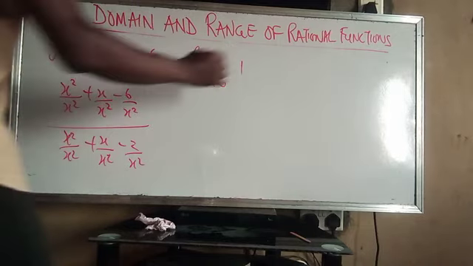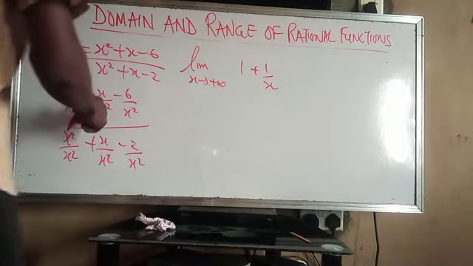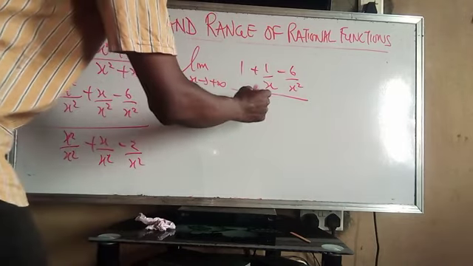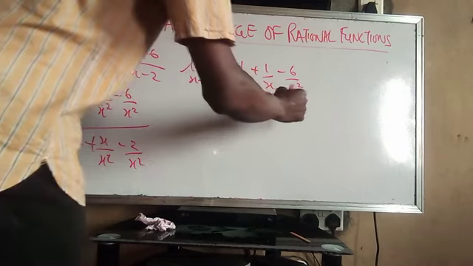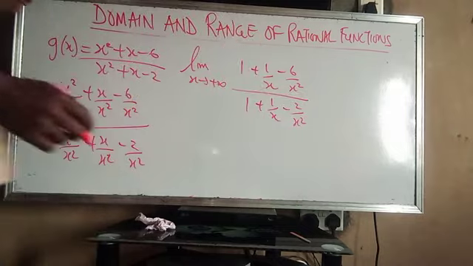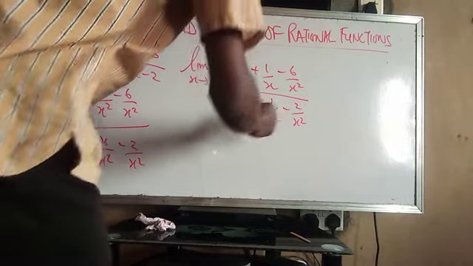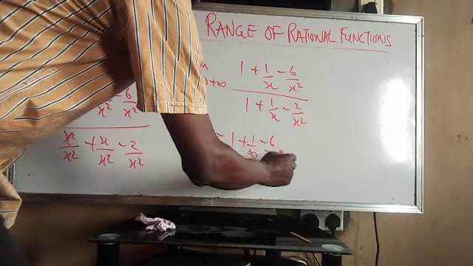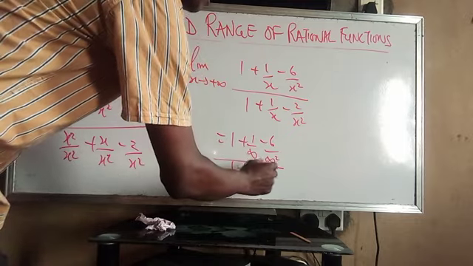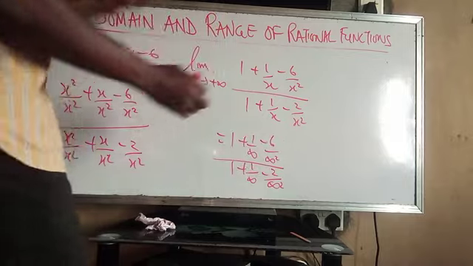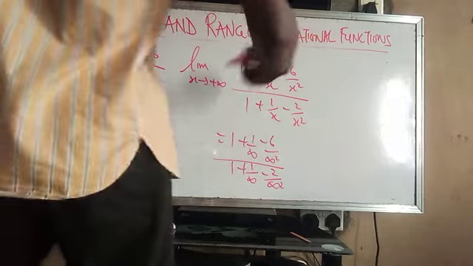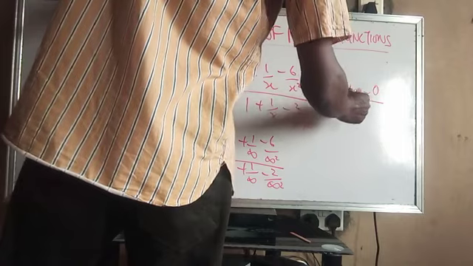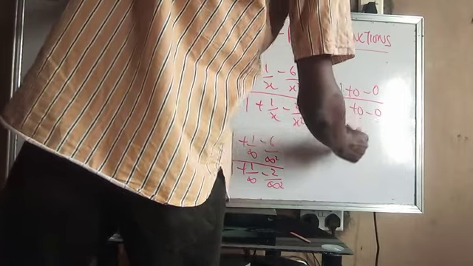Limit of, because this is 1 plus 1 over x, minus 6 all over x squared, all over 1 plus 1 over x, minus 2 all over x squared. Okay, so that is just saying that 1 plus 1 over infinity, minus 6 all over infinity squared, all over 1 plus 1 over infinity, minus 2 all over infinity squared. So 1 over infinity is 0, 6 over infinity squared is 0. So we have 1 plus 0 minus 0 all over 1 plus 0 minus 0. So it's 1 over 1, which is 1.